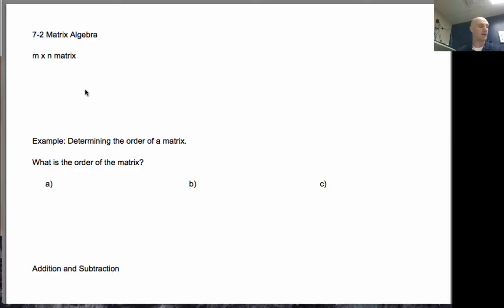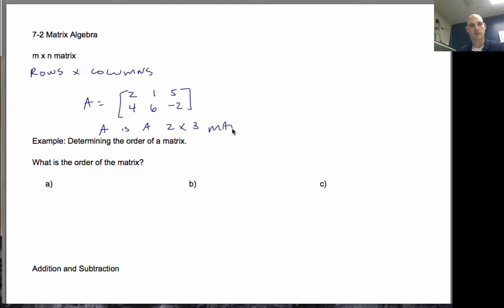When we talk about an m by n matrix, m by n is rows by columns. So for example, if A is equal to 2, 1, 5, 4, 6, -2, then A is a 2 by 3 matrix. Okay, it's a 2 by 3 matrix because it has 2 rows and 3 columns. And so when we determine the order of a matrix, that means to tell its dimensions.